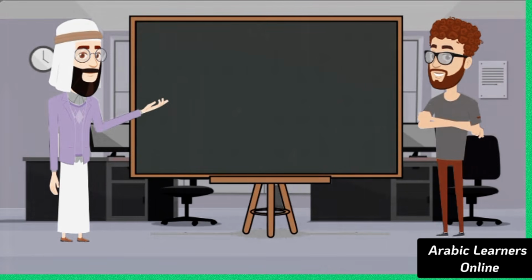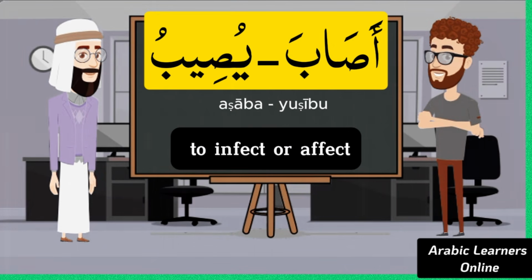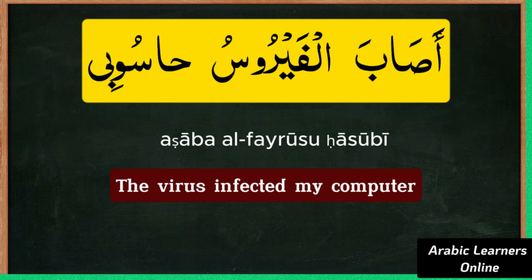For infection, we use أصاب يصيب, which means to infect or affect with malware. Your sentence. أصاب الفيروس حاسوبي. In English, the virus infected my computer. Listen carefully. أصاب الفيروس حاسوبي. Breakdown. أصاب, infected, past tense. الفيروس, the virus, subject. حاسوبي, my computer, object.